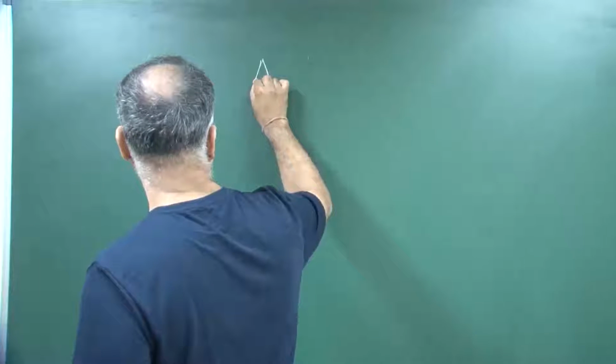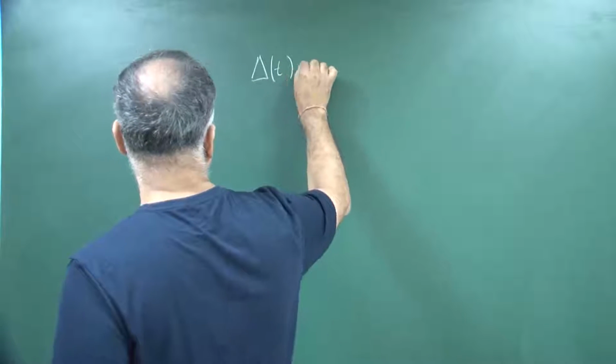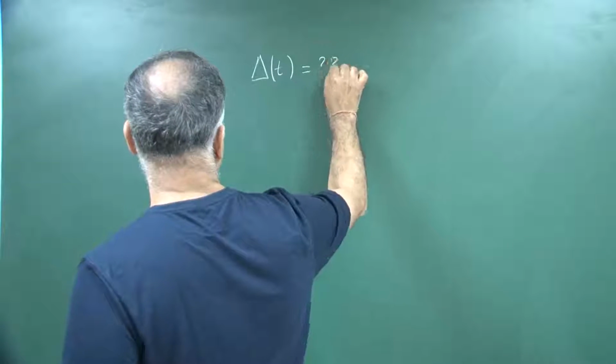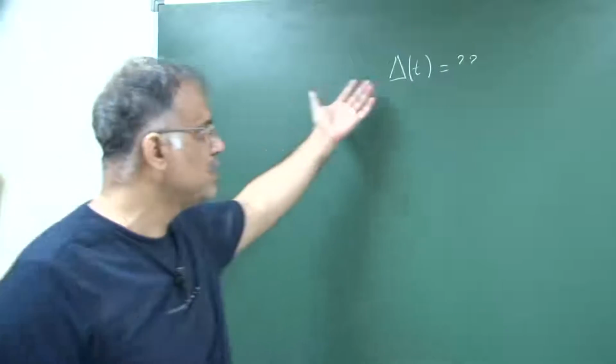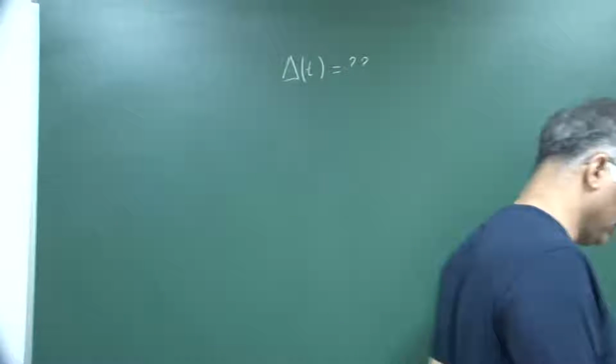What I am going to show you now is how do you calculate this delta t, that is, at every time t, how do you know how much stock to buy, which was very simple in the case of the 2-period model.